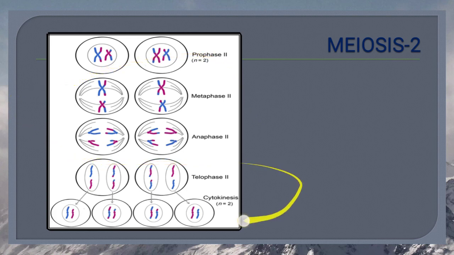In metaphase 2, all the chromosomes are on the equatorial plane. During anaphase, they start moving towards the opposite ends in both the cells. By telophase, we have 4 daughter cells formed. All the daughter cells are haploid in number. The chromosome combination in all the daughter cells is different.